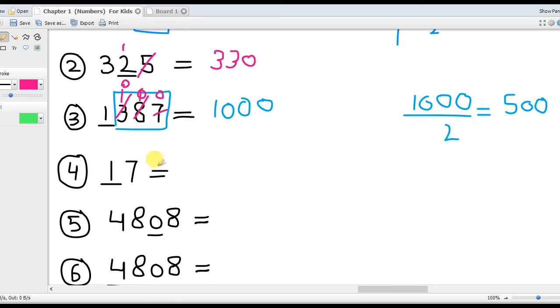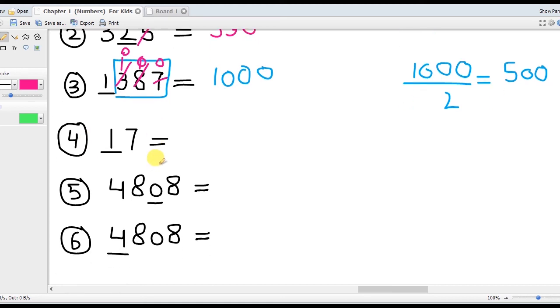Next is 17. I'm going to solve the next three questions directly. Since we have to round it to the 10th place, this digit is 7, which is more than 5. So add 1 in the previous digit, so it will become 20.